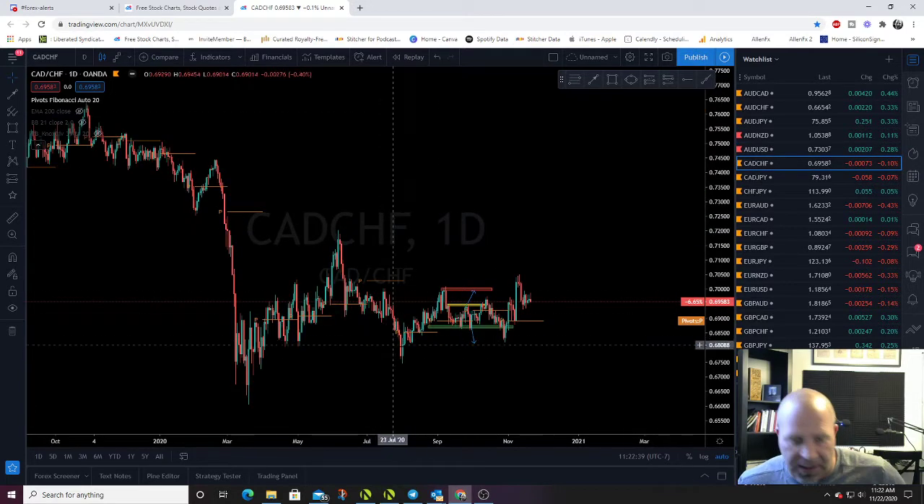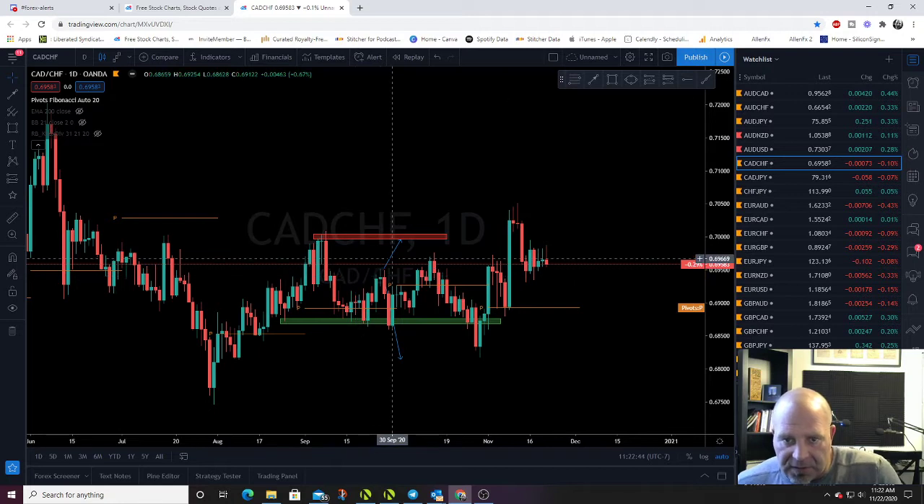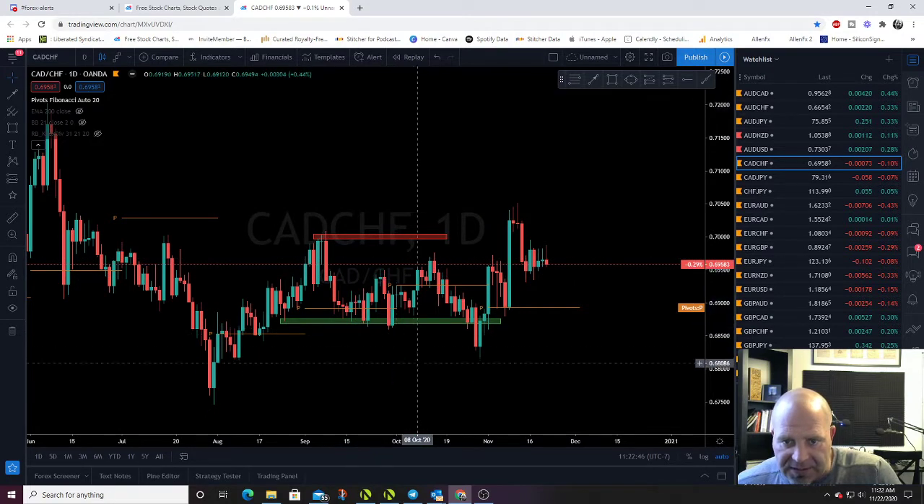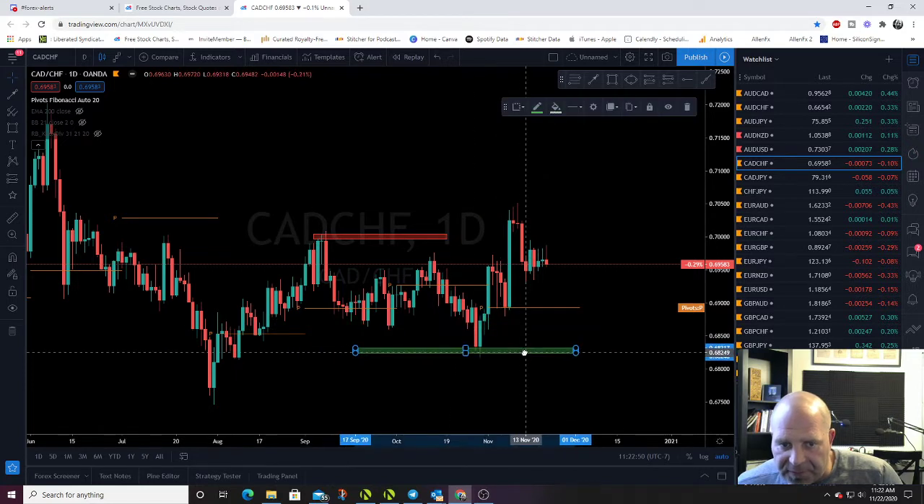Canadian dollar, Swiss franc. See what we have on this. Looks like we've had some old analysis here. I still like where this is at, but I'm going to move it down because we set a new low here.